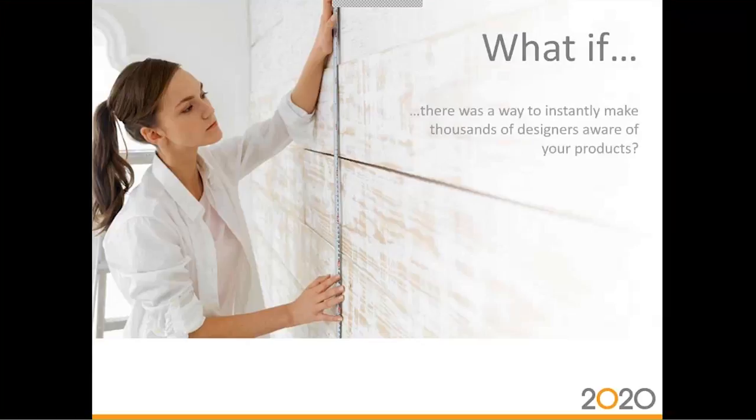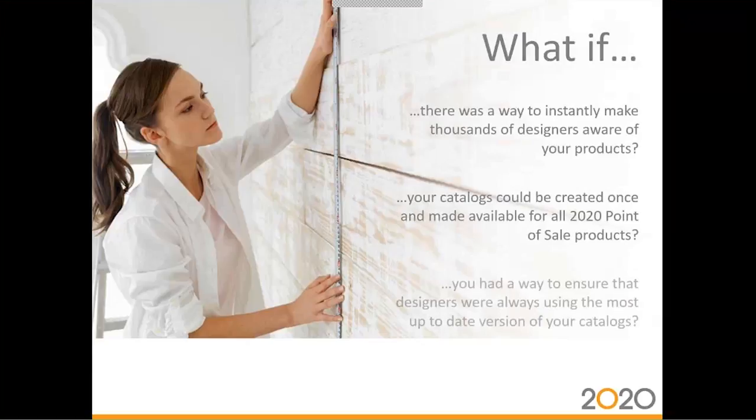So the message to the manufacturer. What if there's a way? So there is a way to instantly make thousands of designers aware of your product. So this is to the manufacturers around the world, that the cloud-based system is a central source that can be downloaded by all the 2020 desktop design users. That their catalogs will be created and made available for 2020 points on all sales products. And they had a way to ensure the designers were always using the most up-to-date versions of their catalogs.